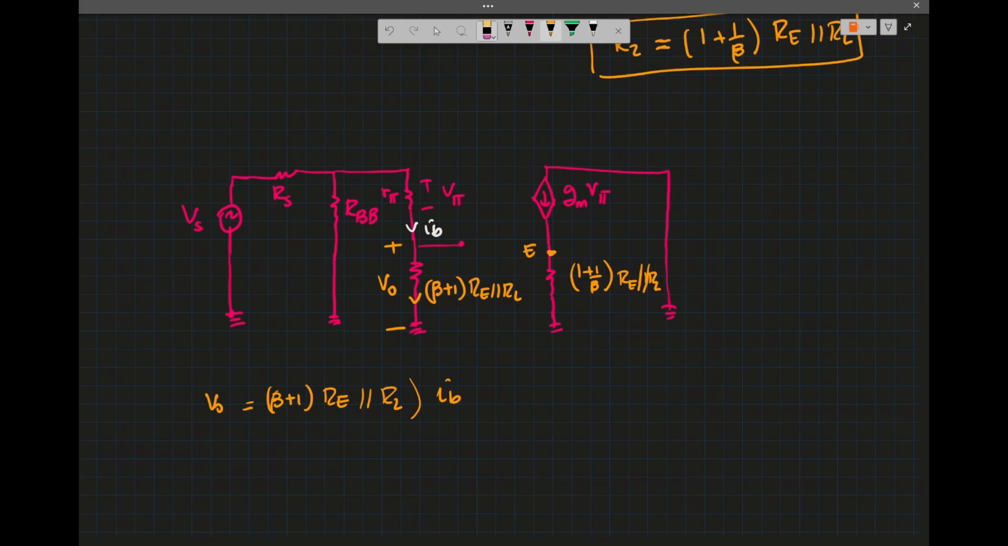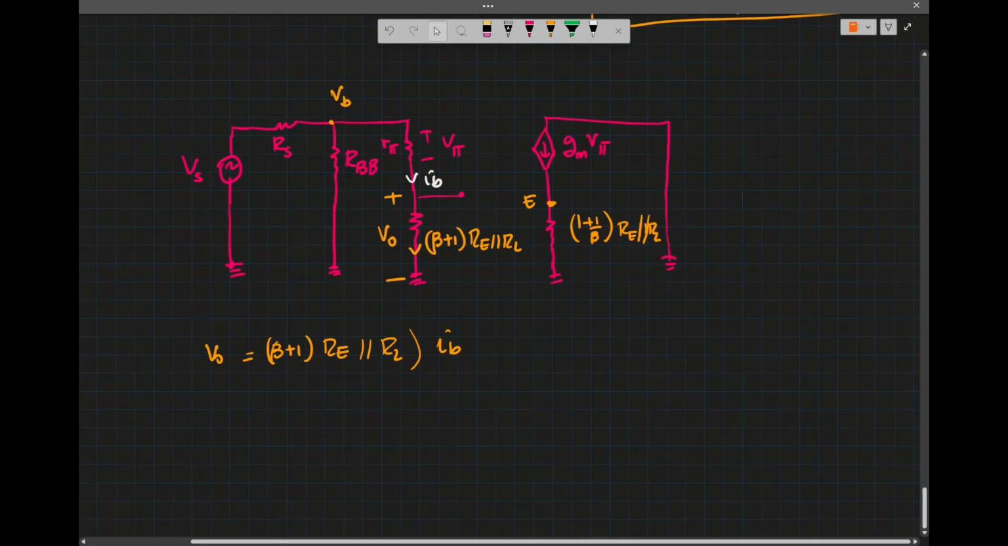So I can find the voltage here at the base, if you like, the VB, and then I'll do voltage division, right? So V0, which is essentially the same thing. We just need to find IB and then use that to find the V0, right? So I can find VB, then use voltage division. Okay, so to find VB, what do I do?